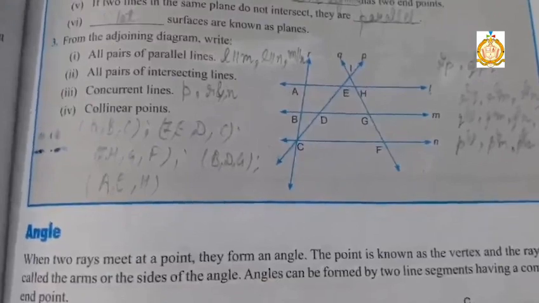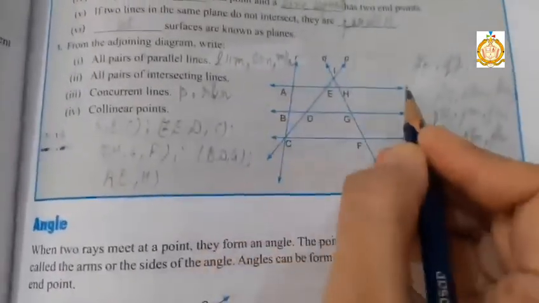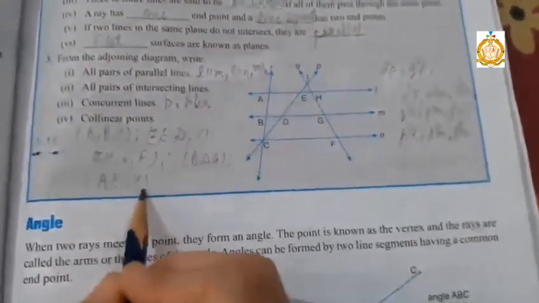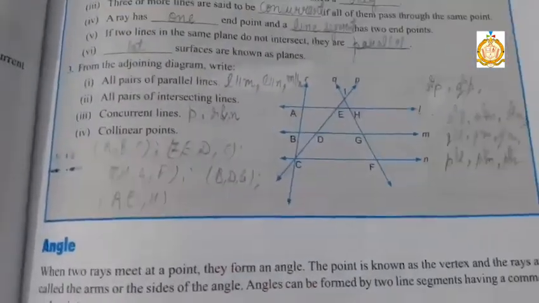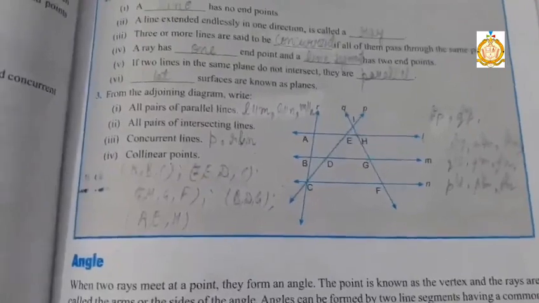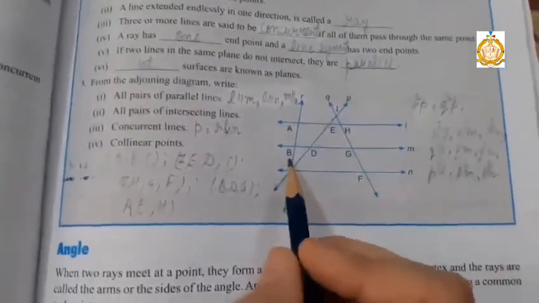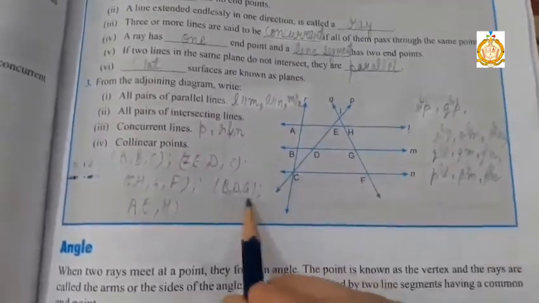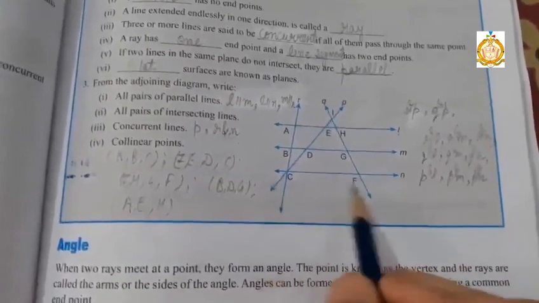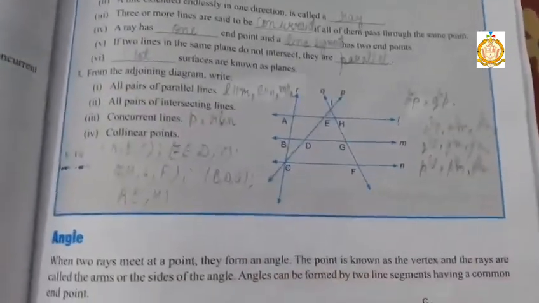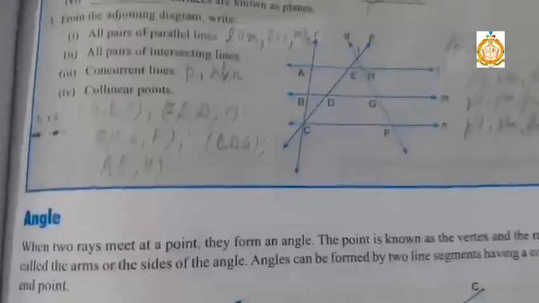To find collinear points, look at the lines. In the line L, there are 3 points A, E, H. So these are collinear points. 3 or more points are said to be collinear on the same line. And again, in the line M, the points B, D, G are collinear. In the line N, the points C and F. There are only 2 points, so we can't say that these 2 points are collinear, because for collinear points we need at least 3 points.